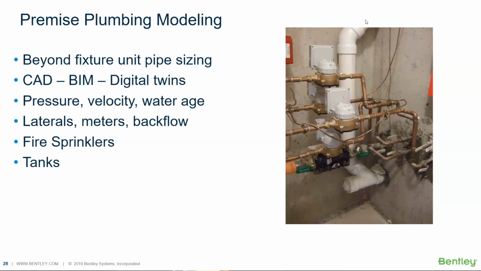So let's just summarize the take-home lessons. One is that there's a lot more to piping in buildings besides sizing pipes based on fixture units. And we have seen this evolution from CAD to BIM, nowadays going into digital twins. And we can now model things like pressure, velocity, water age. We couldn't before. But it's important to consider the laterals, the meters, backflow, especially in terms of the head loss, but also in terms of water age.